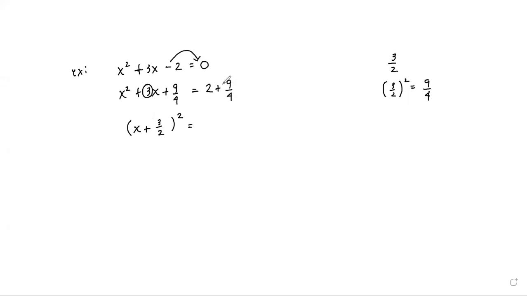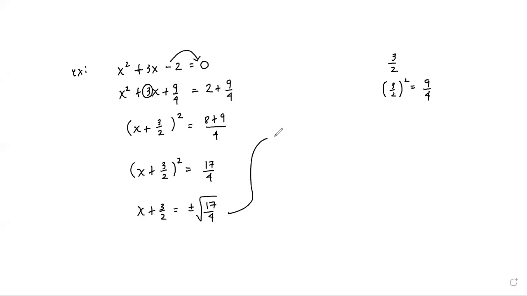And then for the right side, we will combine that as a single fraction. So 4 times 2 is 8. And then 4 over 4 is 1 times 9 is 9. So this gives us x plus 3 over 2 quantity squared equals 17 over 4. Now applying the square root property here, we get x plus 3 over 2 equals plus or minus the square root of 17 over 4. And this will give us x plus 3 over 2 is equal to plus or minus the square root of 17 over the square root of 4, which is simply 2.